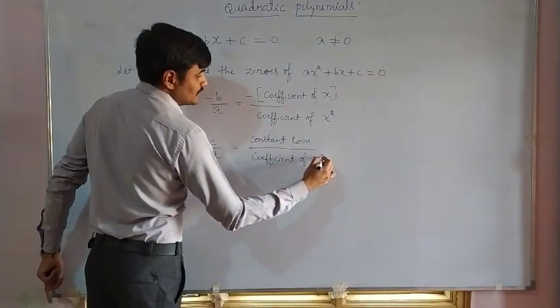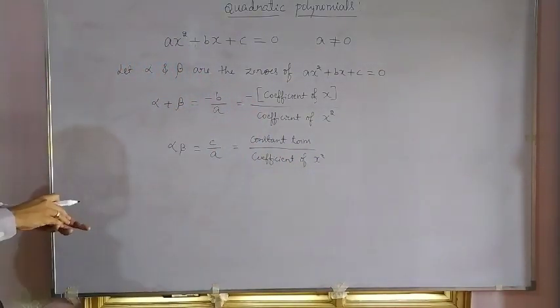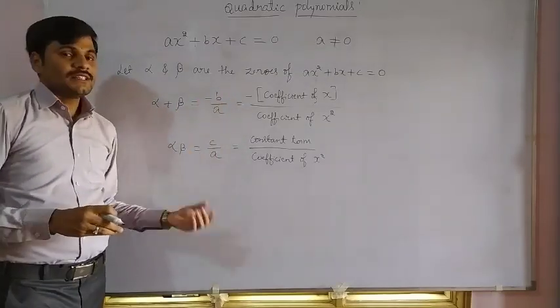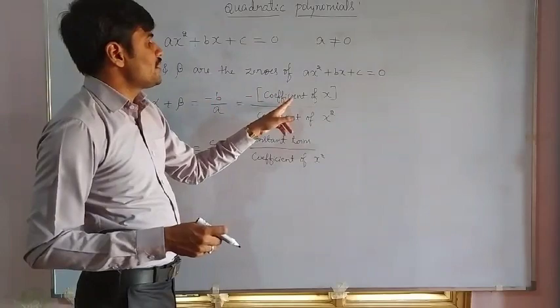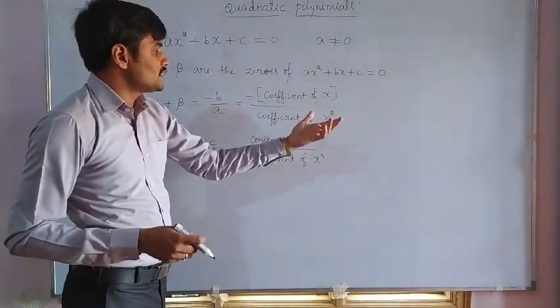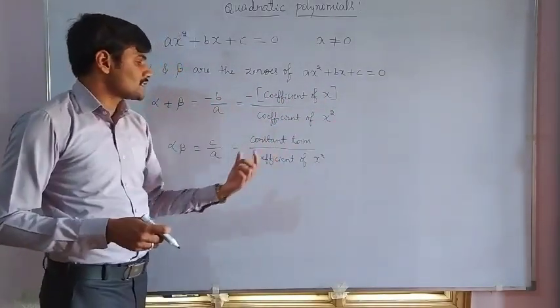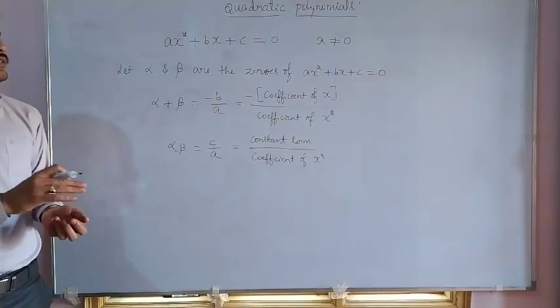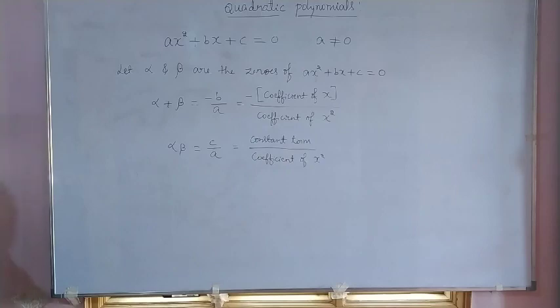So, the sum of the zeros is equal to minus b by a, and the product of the zeros is c by a. Here b is the coefficient of x, a is the coefficient of x square, and c is the constant term. Now, let us go for verification.